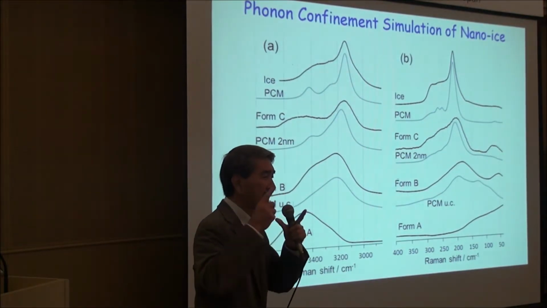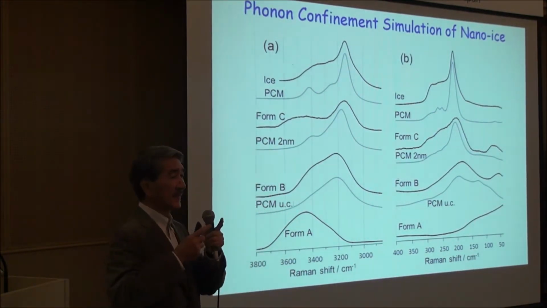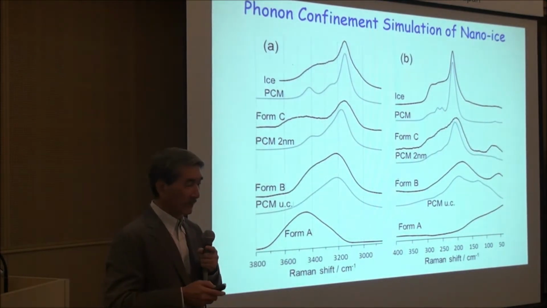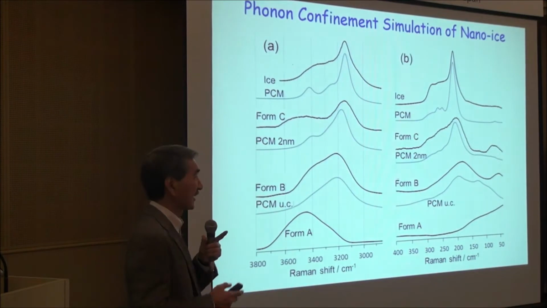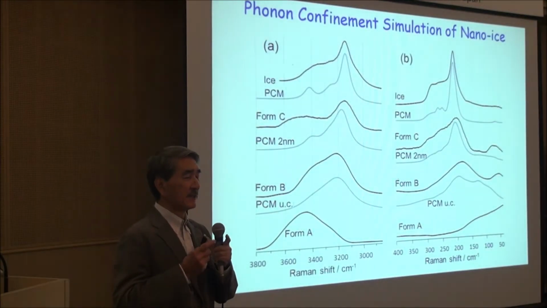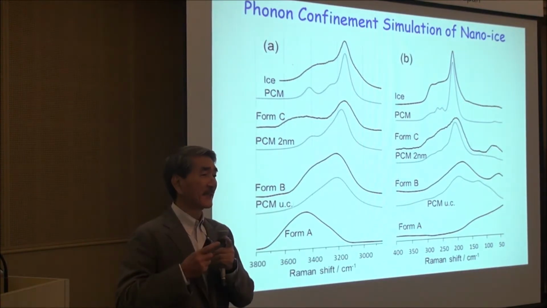That means the fundamental structure of ice, that is tetrahedrally coordinated water. So from that, we discussed that form B, structured hydrogen bonded water, has a fundamental structure very similar to the unit cell of ice.